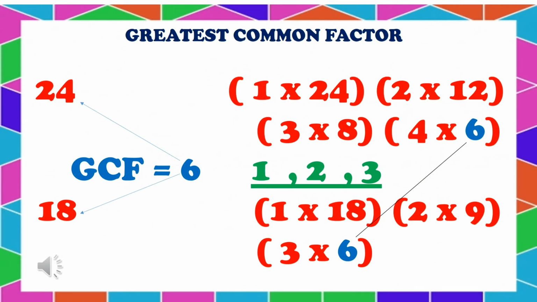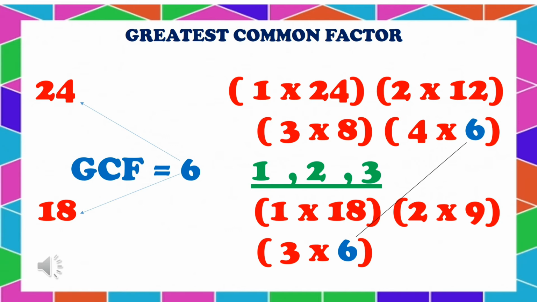Okay, let's have another example in getting the greatest common factor of two or more numbers. The numbers are 24 and 18. To get the greatest common factor, first we are going to get the factors of each number. First we get the factors of 24: 1 times 24, 2 times 12, 3 times 8, and 4 times 6. And we will also get the factors of 18: 1 times 18, 2 times 9, and 3 times 6.